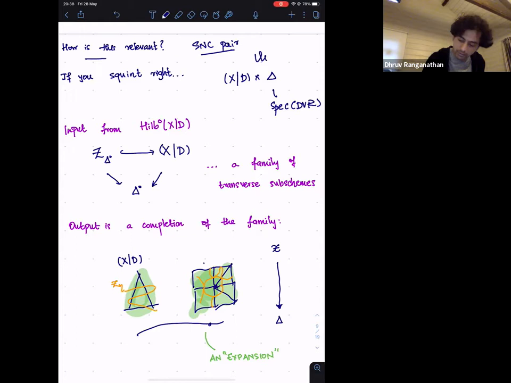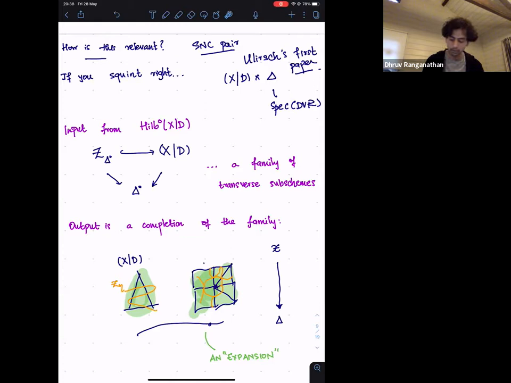You can find all of this, among other places, in I believe it's Martin Ulrich's first paper. It's called something like tropical compactification and log regular varieties. It's a very nice paper.